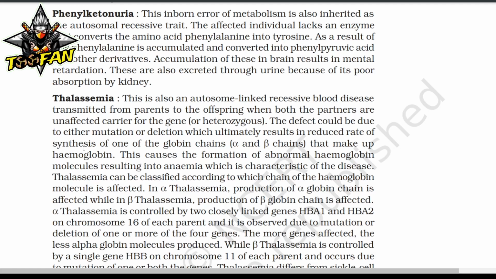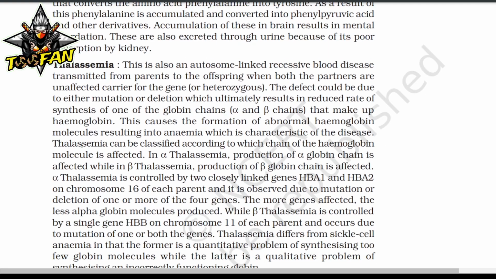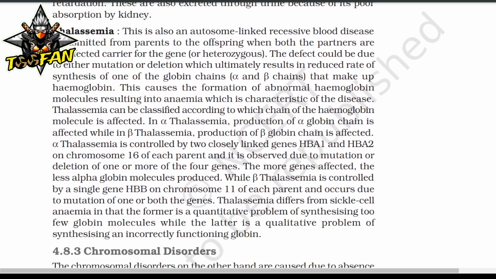Thalassemia can be classified according to which chain of the hemoglobin molecule is affected. In alpha thalassemia, production of the alpha globin chain is affected, while in beta thalassemia, production of the beta globin chain is affected. Alpha thalassemia is controlled by two closely linked genes, HBA1 and HBA2, on chromosome 16 of each parent, and it is observed due to mutation or deletion of one or more of the 4 genes. The more genes affected, the fewer alpha globin molecules produced, while beta thalassemia is controlled by a single gene, HBB, on chromosome 11 of each parent and occurs due to mutation of one or both the genes.